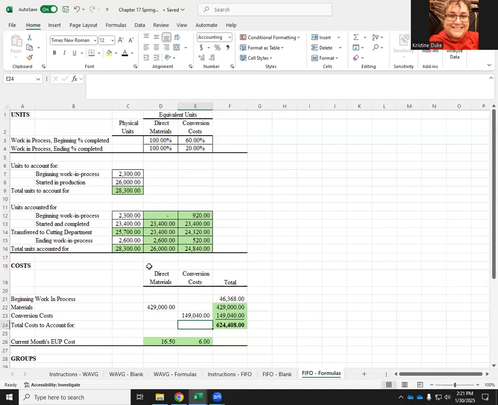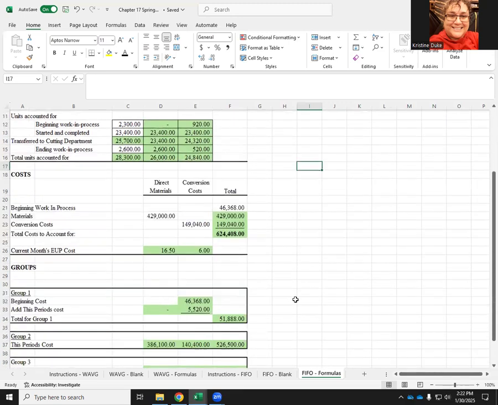So what we do now, since we figured out what our cost for the month are in reference to our direct materials. So right now I need to account for 26,000, according to my formulas, direct materials. So I'm going to take this, divide it by 26,000, I get the 1,650. Same thing up here. My units of production that I need to account for is 24,840. Divided that into the 149,040 and I get $6. Okay. So that is how we determine the cost per EUP.